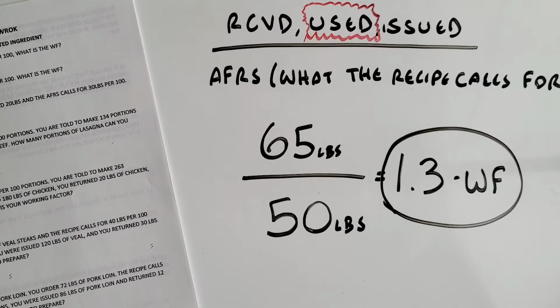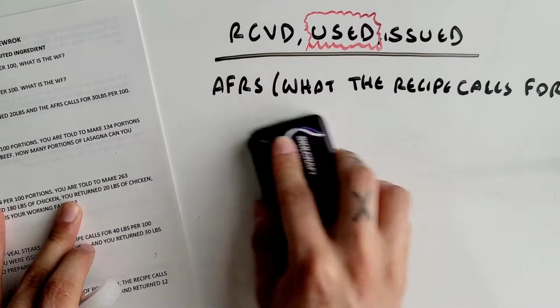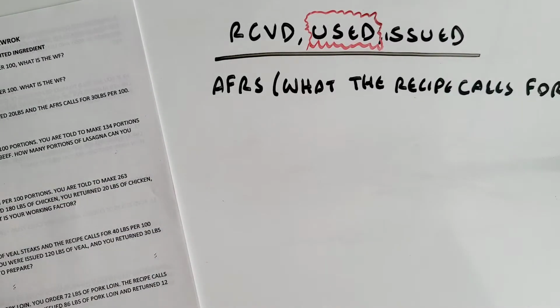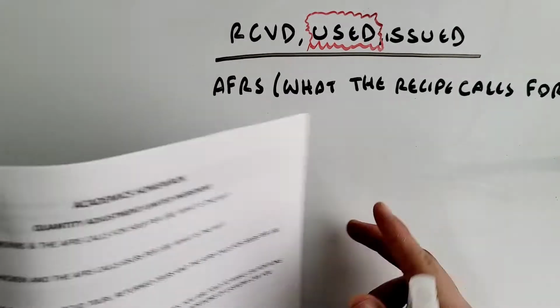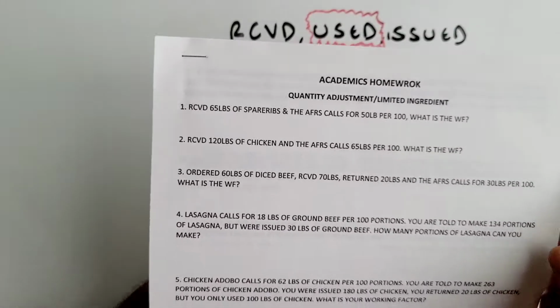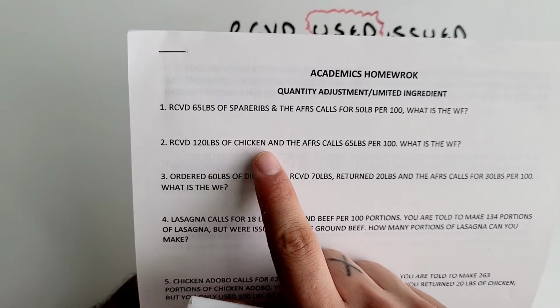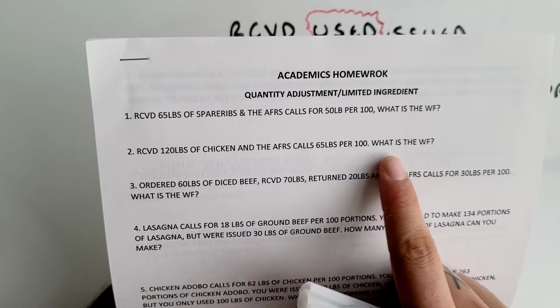So this next one, just erase this real quick. Is gonna be pretty similar. So again, it says you received 120 pounds of chicken and the AFRS calls for 65 pounds per 100 portions. What is your working factor?